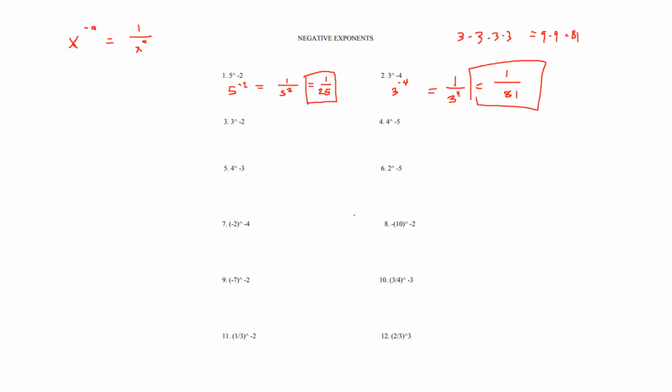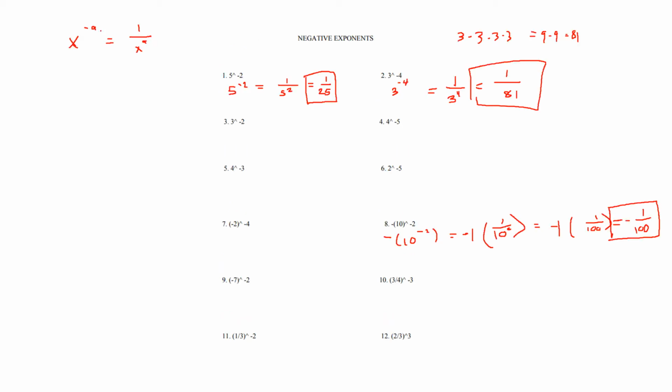Let's do number 8 right here. This is negative 10 to the power of negative 2. Same thing here. It might be a little confusing at first, but what this is basically saying is just negative 1 times 1 over 10 squared. And that is also just equal to negative 1 times 1 over 100, or just negative 1/100th. That is the answer.